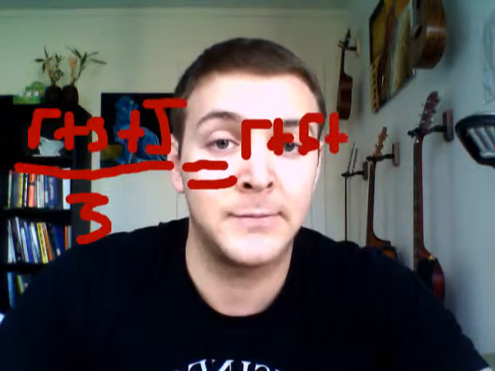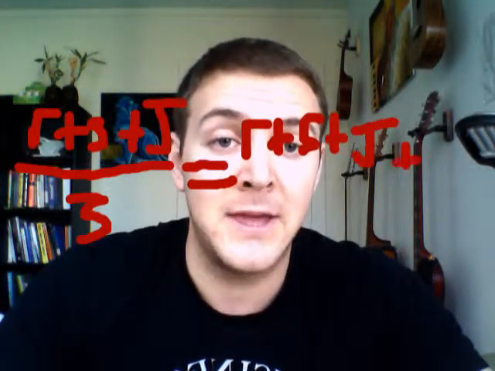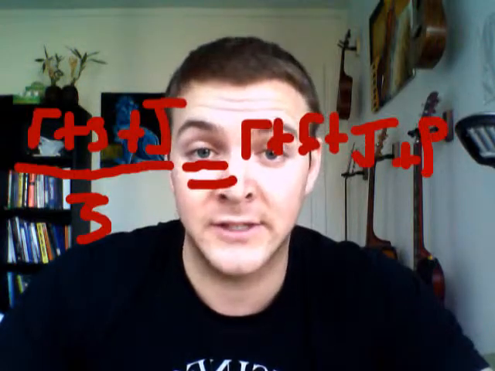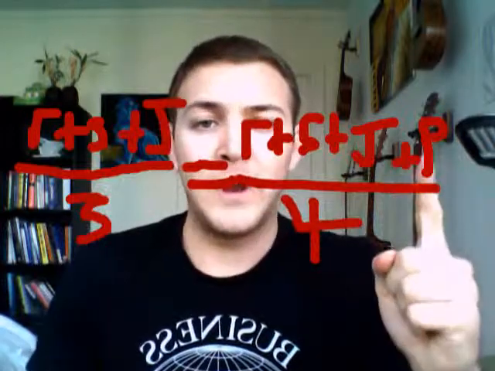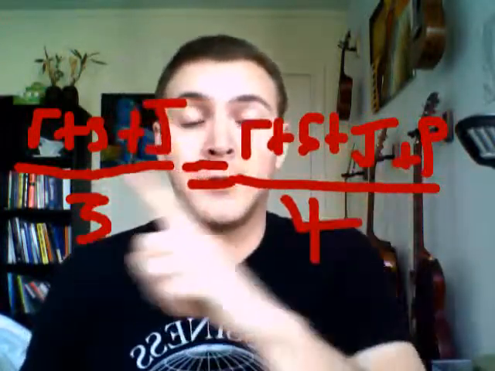So R + S + J + P, and remember, it's 4 numbers now. So this is their sum, and it's over 4. Now the question wants to know, what is P in terms of all these other numbers?